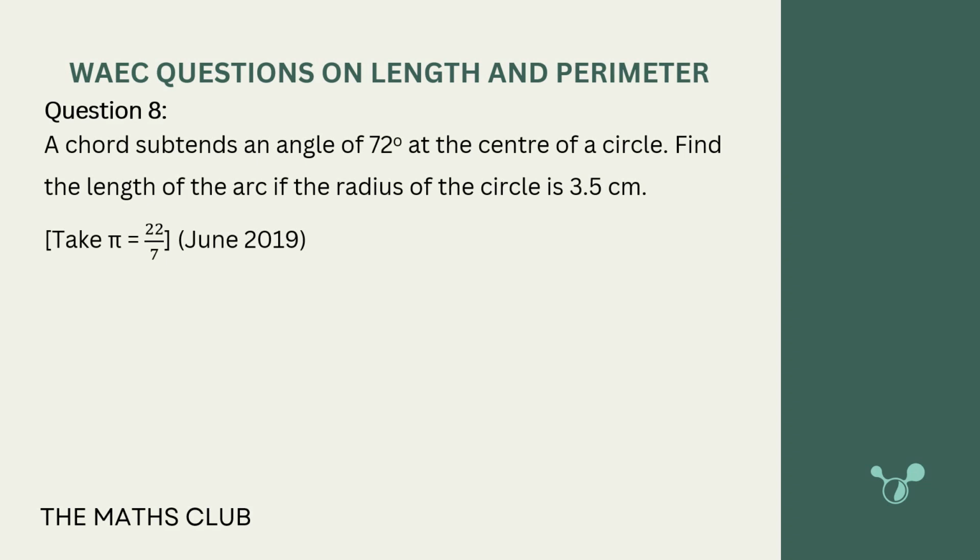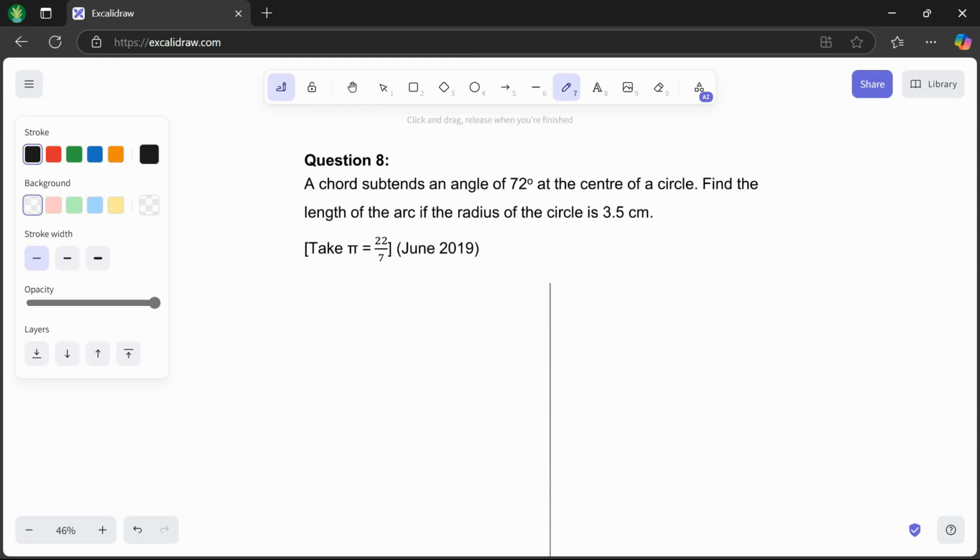Question 8 says that a chord subtends an angle of 72 degrees at the center of the circle. Find the length of arc if the radius of the circle is 3.5 centimeter. Take pi to be 22 over 7. I know that is something that you can pause and try by yourself, but let's solve it together. I'm not going to draw the diagram because I know that you already have a pictorial view of the diagram. So the length of arc is going to be what?